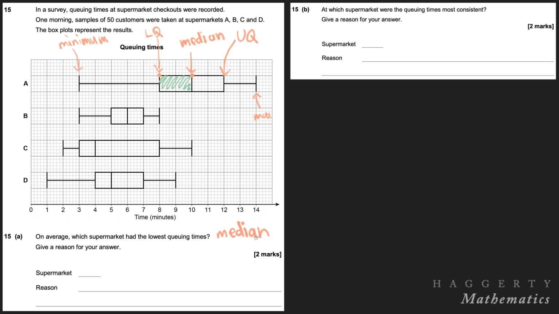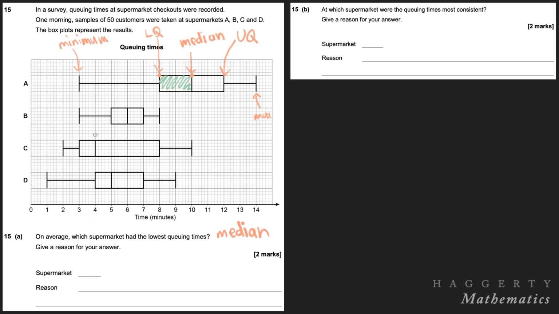It doesn't matter how many outliers you have on one end. You could have an outlying person waiting about 30 minutes. It wouldn't really change what the median is, but it would change what the mean is, because the mean accounts for outliers, but the median doesn't. So for this question, you just want to appeal to the median. Which one is the smallest?